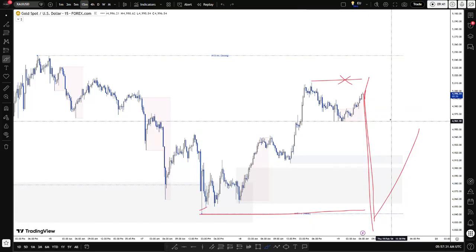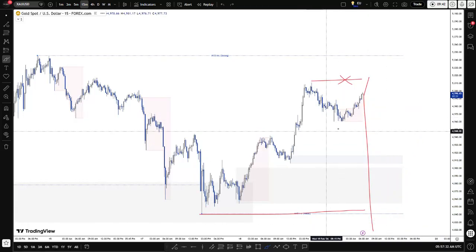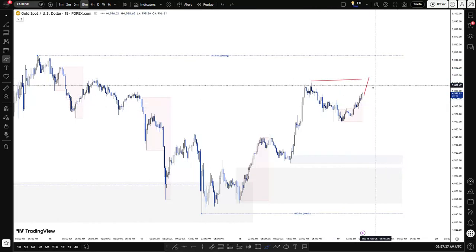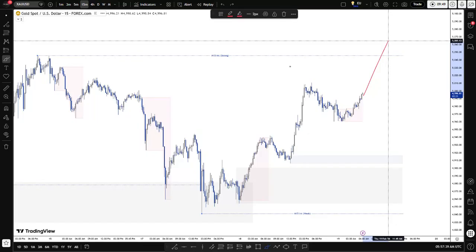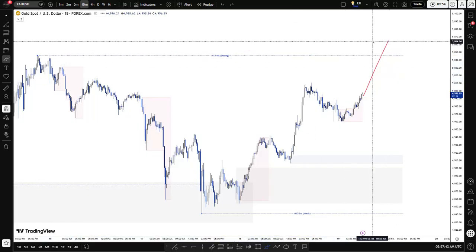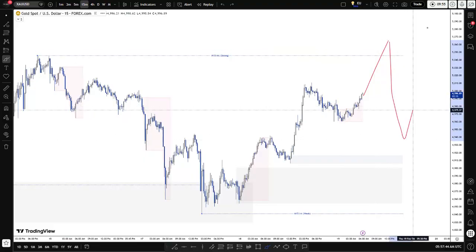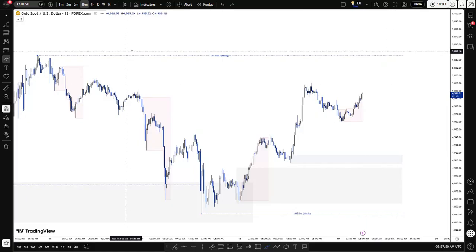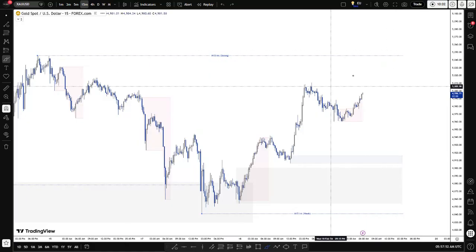For longs, you could follow this order flow to the weak high, or you could wait for internal to shift bullish to truly signal that the swing pullback is complete, and now it's likely that price will target the high. So that's all for gold. I want to do a precision analysis on DAX, so let me do it quickly.